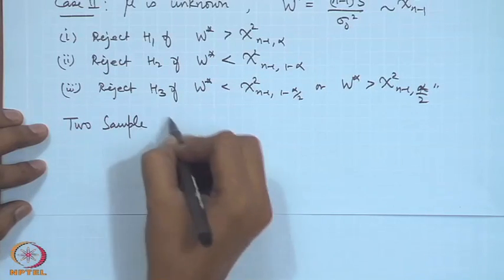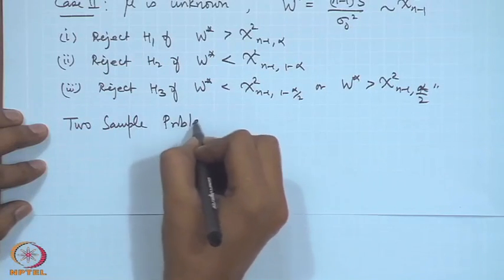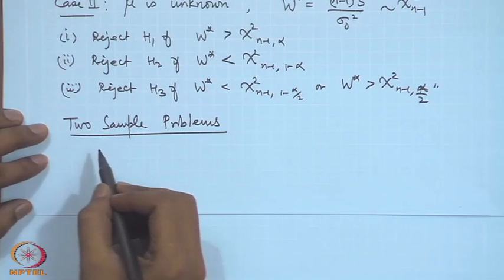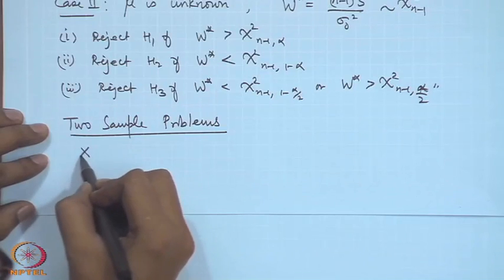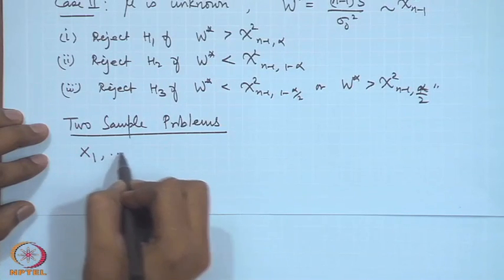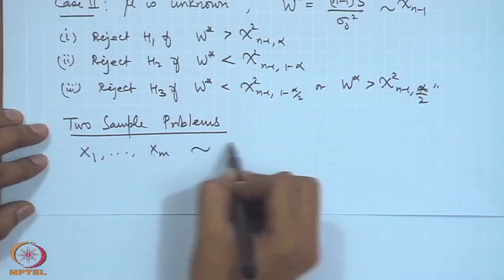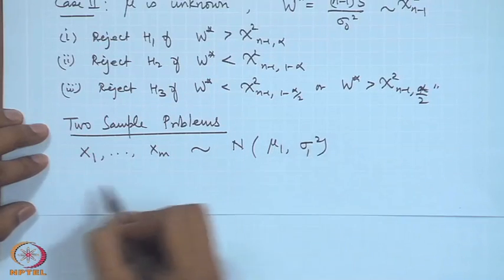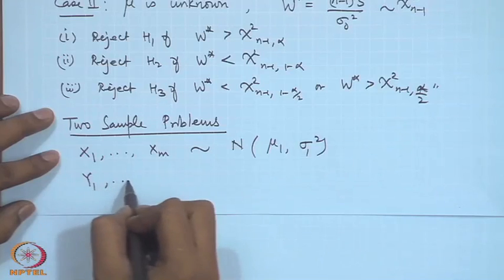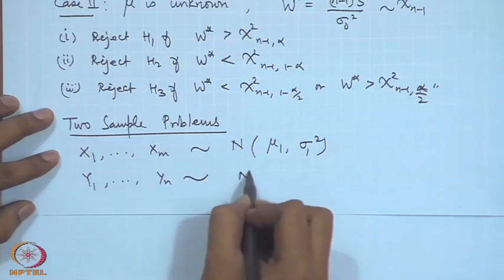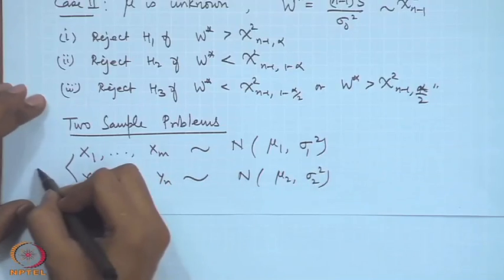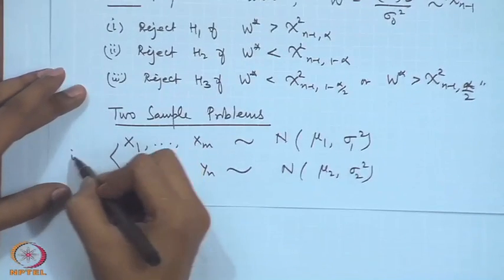So, we consider two sample problems, like in the case of confidence intervals, we have two samples available to us. One is from say a normal distribution with mean mu 1 and variance sigma 1 square, and another independent random sample that is available from normal with mean mu 2 and variance sigma 2 square, and these two samples are taken independently.